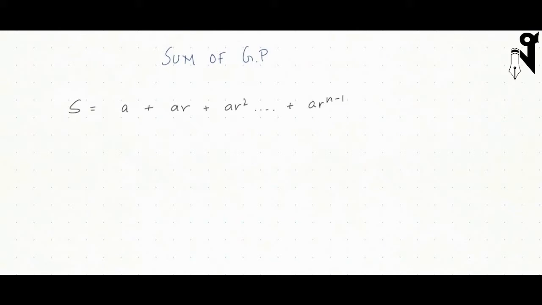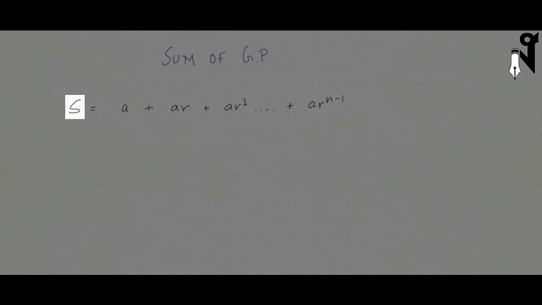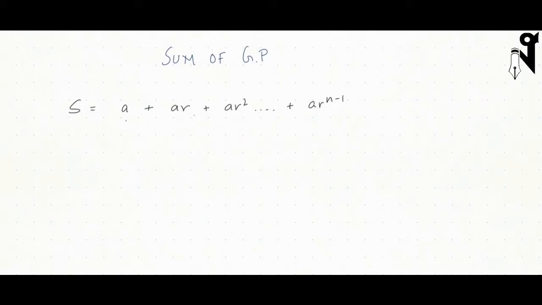So here I have written the expression for the sum S of a general geometric progression: a, ar, ar square, all the way to ar power n minus 1. This sum is basically the geometric series. Remember that the terms form a sequence, the sum forms a series.